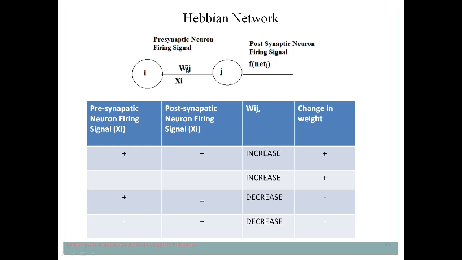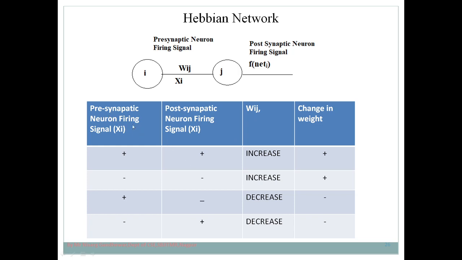So in this case wij represents the weight between these two. It is considered as the presynaptic neuron firing signal, whereas this represents the postsynaptic neuron firing signal, and it is represented by f(net j). Now let's discuss this table.